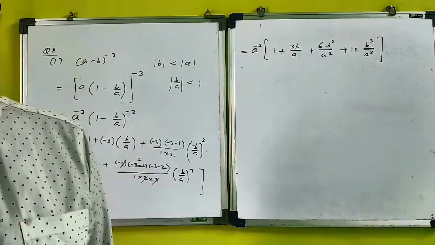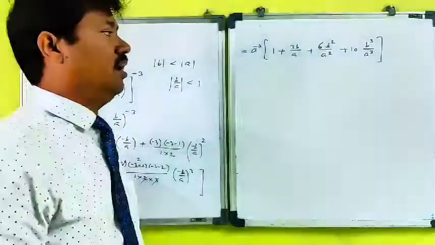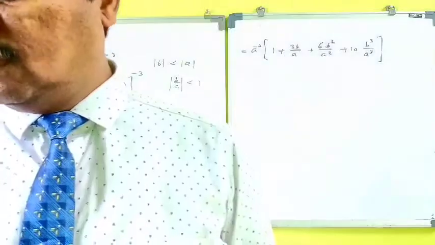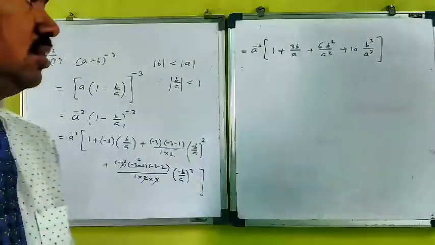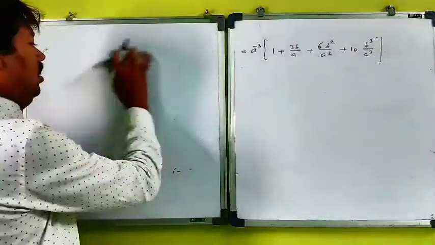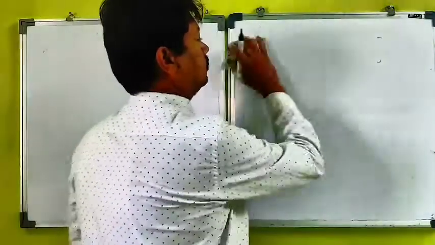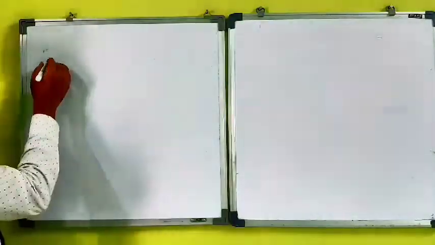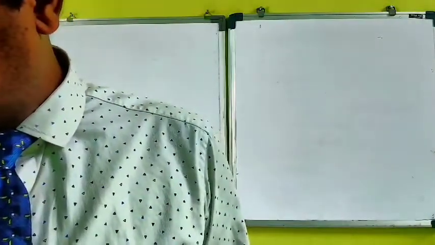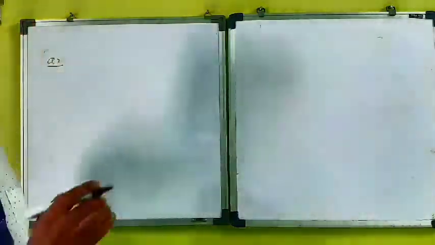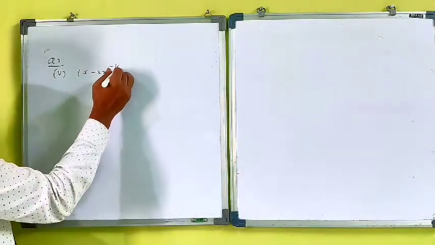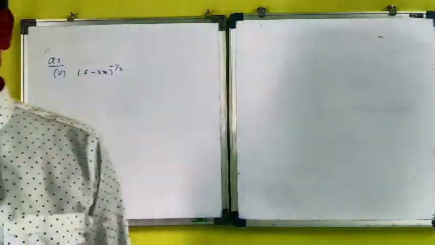Similarly, the next one is also the same. Instead of a, if you take any other term, take that common. One more sum of this, that is question number 3. Let us do something a little different. It is 5 minus 3x, raised to minus 1 upon 3.